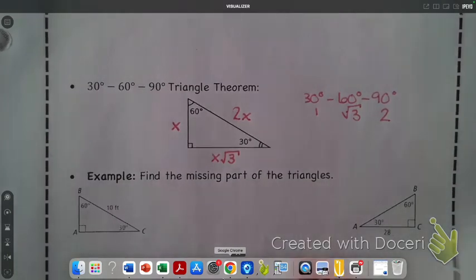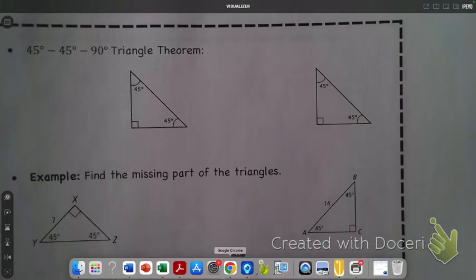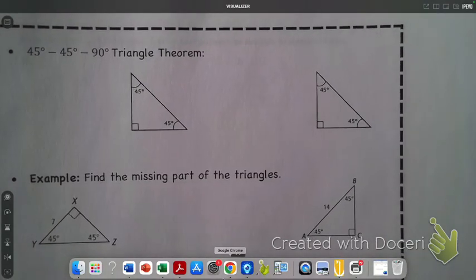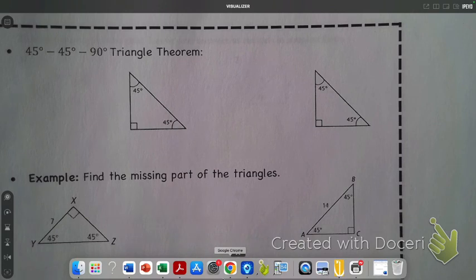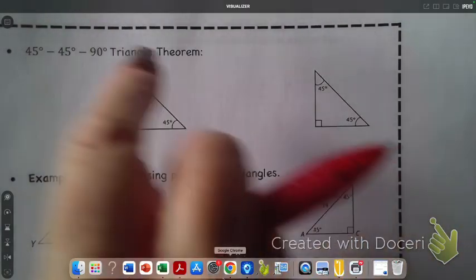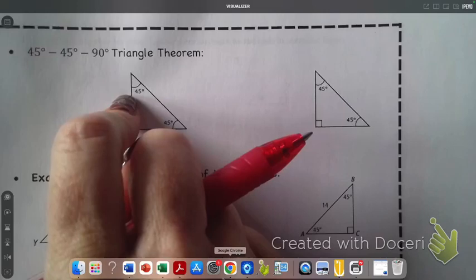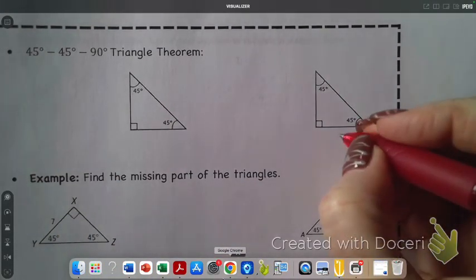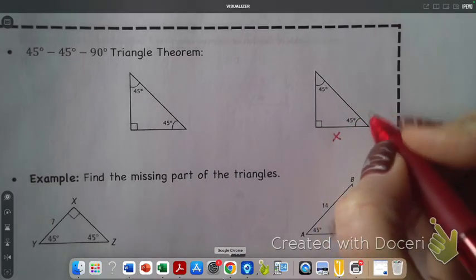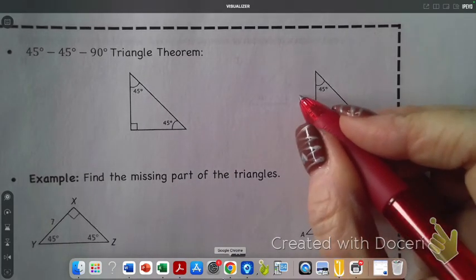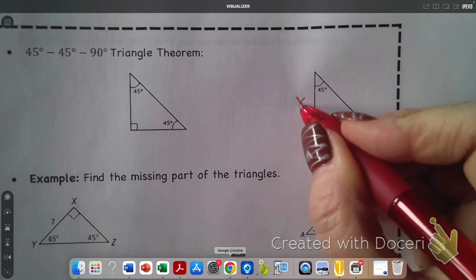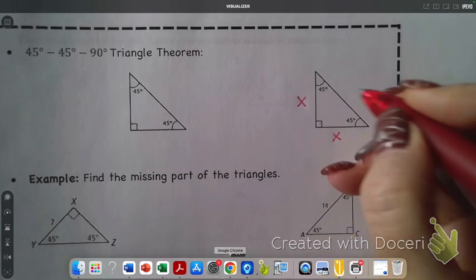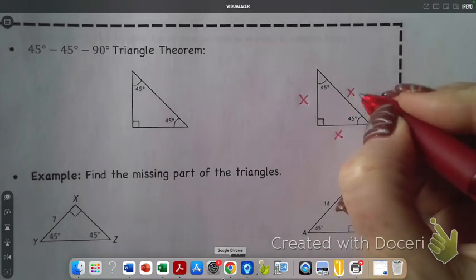Okay? Now we're going to go up to the 45-45-90. If you look in your book, I'm going to give you the first one that they will tell you, and then I'm going to give you the one I want you to remember. First one we're going to write over here, because the one I want you to remember is going to be right here. Got it? So they say across from 45 is x. So that means across from the other 45 is what? x. And across from the 90 is x square root of 2.